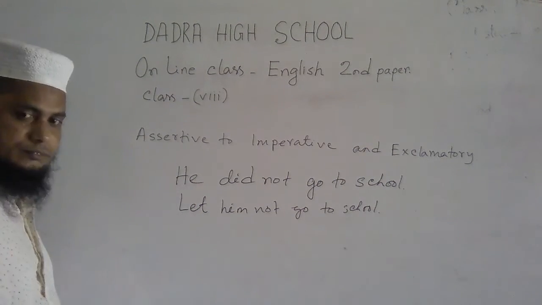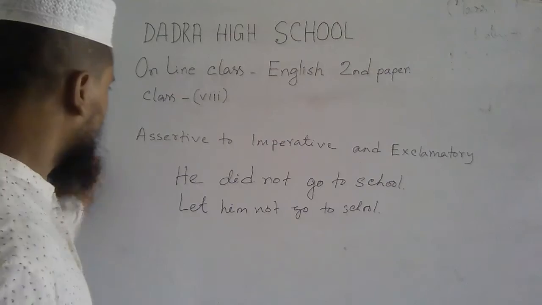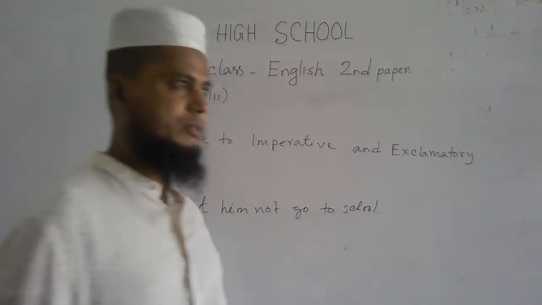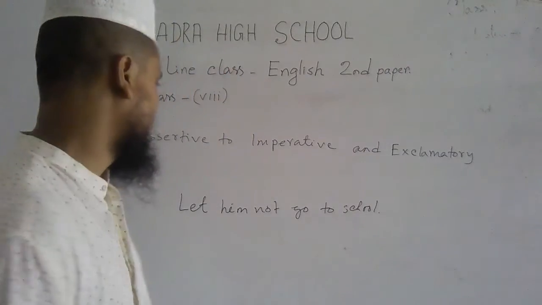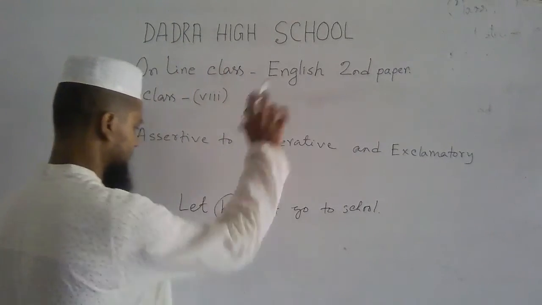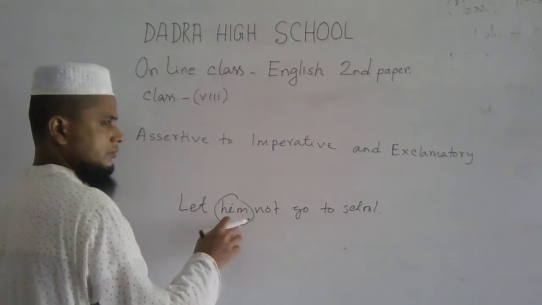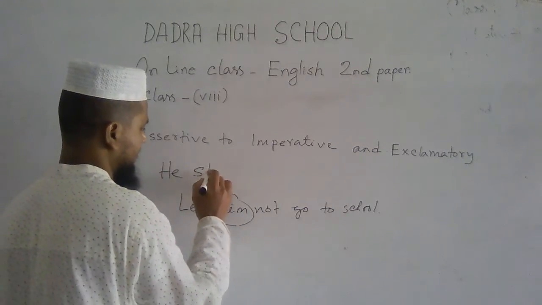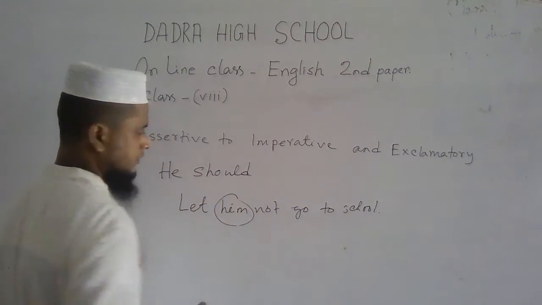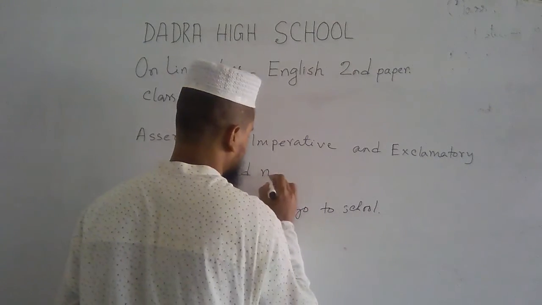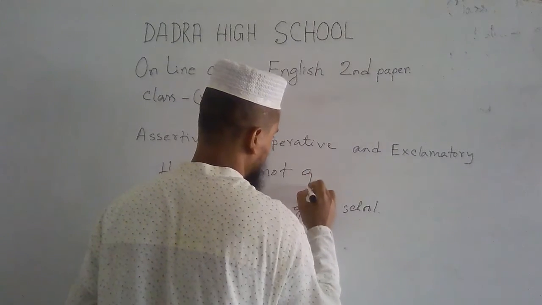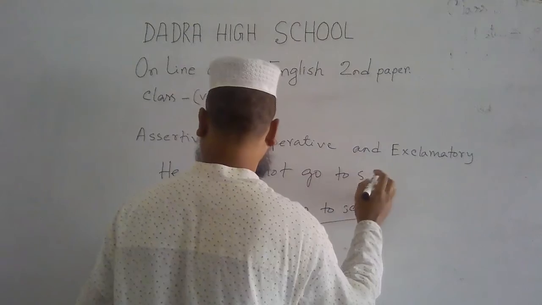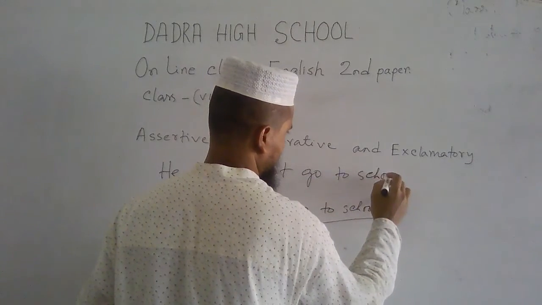And so when we make these types of imperative sentences into assertive, we first change the objective form into the subjective form, he. Next we will take should, next not, next the verb, next the rest of the sentence.